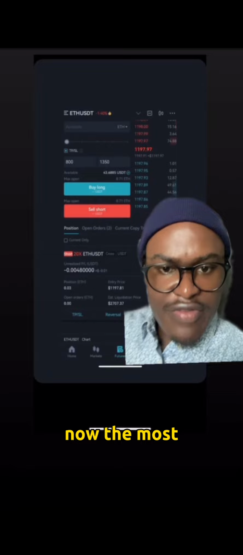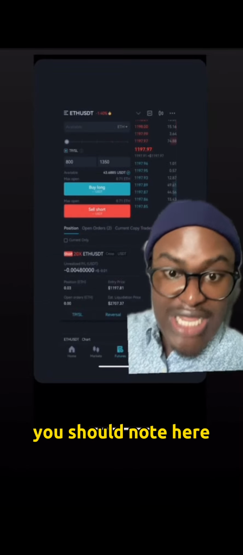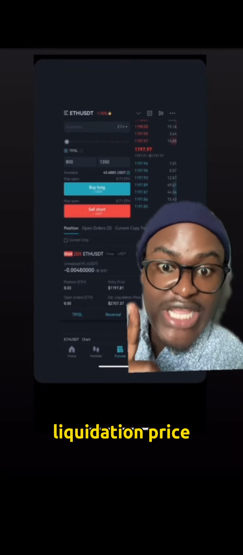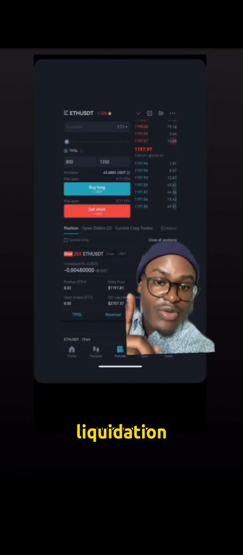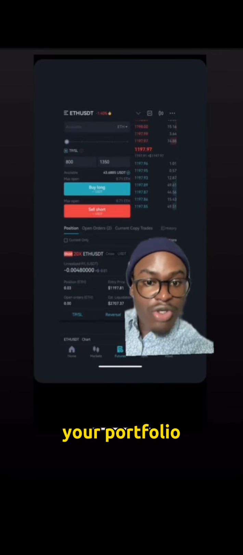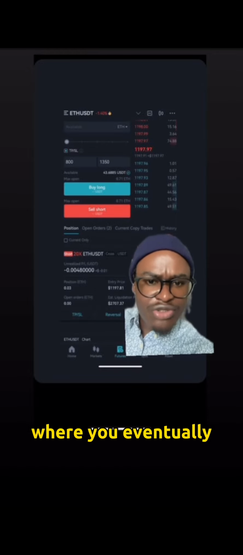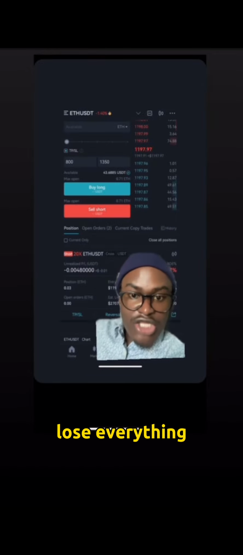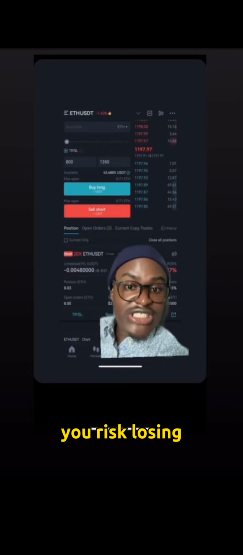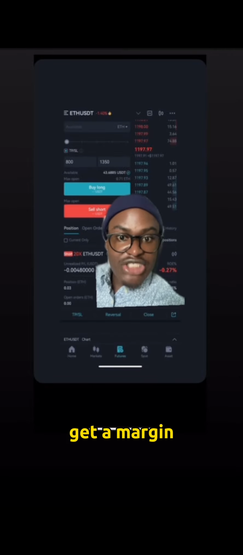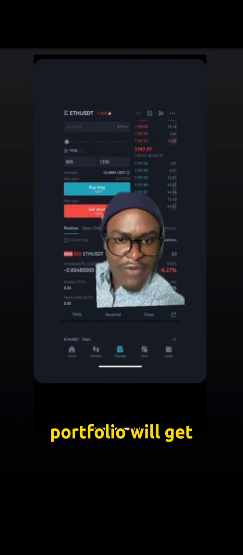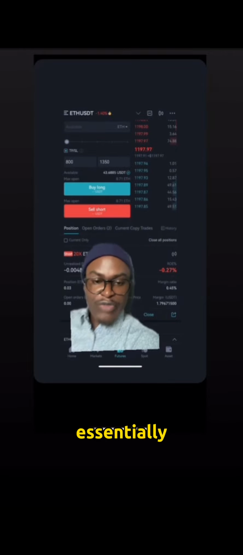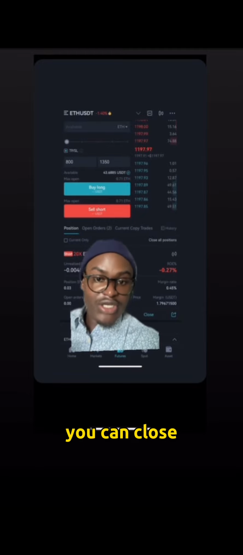Now the most important thing you should note here is the estimated liquidation price. This is very important. Now liquidation here simply means where your portfolio will get obliterated, where you eventually lose everything. So at this price, you risk losing everything. You will get a margin call asking you to put in more money into your account, or else your portfolio will get obliterated, essentially.